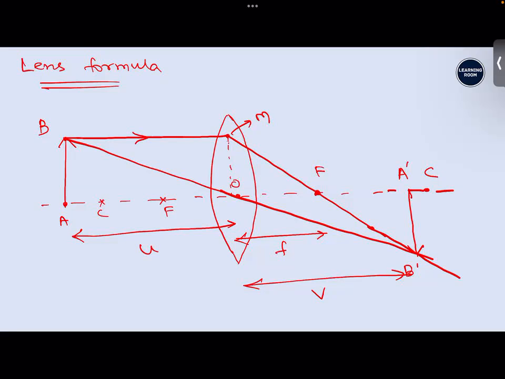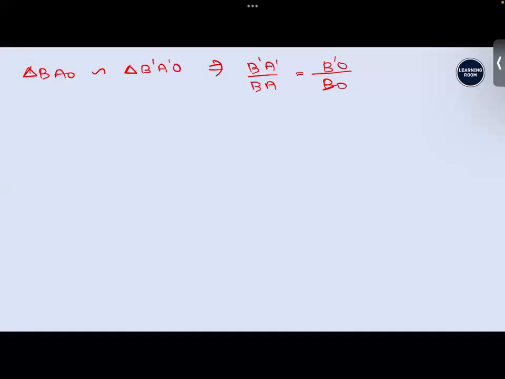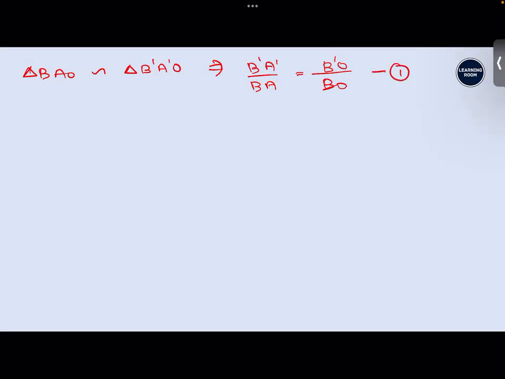Why is it so? Because if this angle is taken as alpha, the opposite angle is also alpha, and the other angle in both the triangles is 90 degrees. So since they are 90, what can you say? Triangle BAO is similar to triangle B dash A dash O, which implies B dash A dash divided by BA is equal to B dash O divided by BO. Is it clear? So let this be equation number 1.